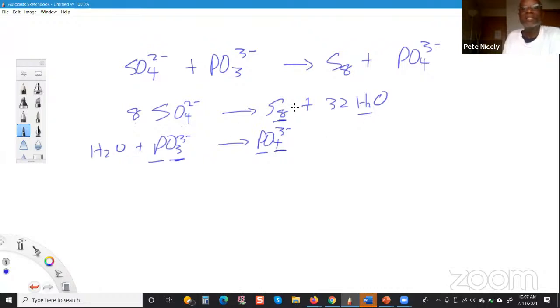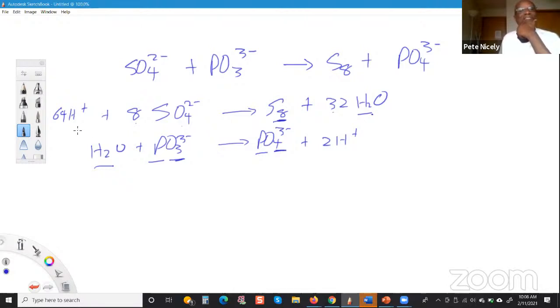So in the case of this half equation here, we have 32 times 2, so that would give you 64 H plus ions on this side. And then in the case of the second half equation, we have 2 hydrogen atoms here, so that means we need to add 2 H plus ions on this side, all right? Okay, so the next step is that we balance the charges, all right? And again, we have to be careful about going about this step, right?